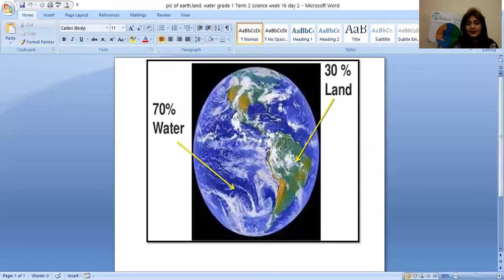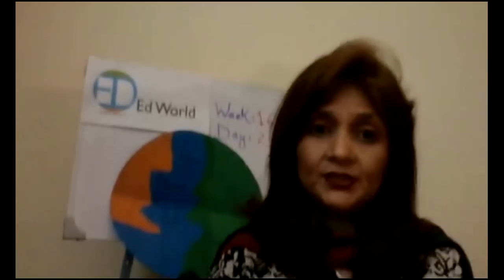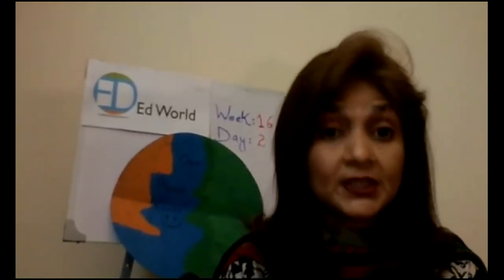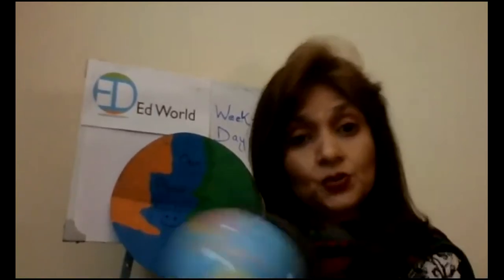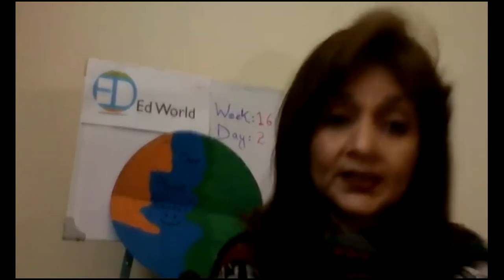Can you all see? Now can you all see this picture? Again, it's a picture of a globe of our earth. You can see 30% is land and 70% is water. That is why you can see this globe is all blue, because 70% of this is water, the rest 30% is land, right? So always remember that 70% of the earth is covered with water, 30% of the earth is covered with land. So 30% is also too much, right? That is why you see there are so many countries, so many continents on the earth, right?